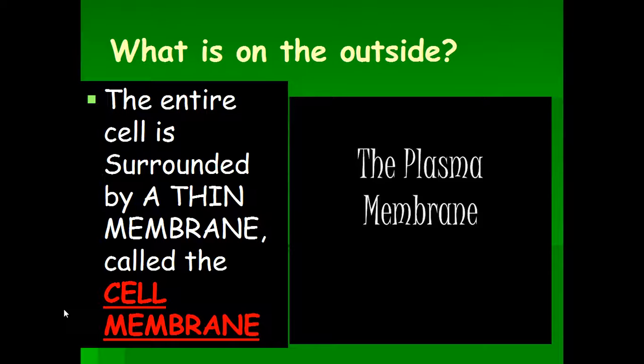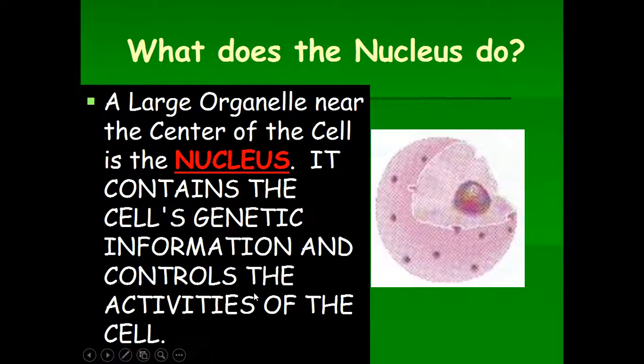The entire cell is surrounded by a membrane, the cell membrane. The large organelle near the center is called the nucleus. It contains the genetic information and controls the activities of the cell.